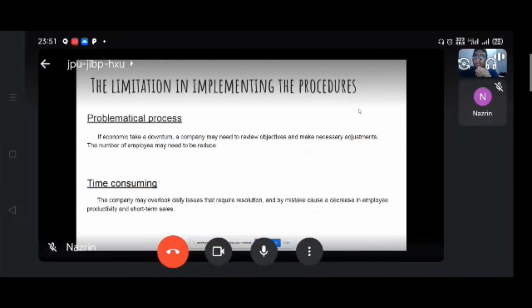The limitations in implementing the procedures. First is the problematical process. If the economy takes a downturn, a company may need to review its objectives and make necessary adjustments, and this might cause the number of employees to be reduced. The second is time consuming. The company may overlook daily issues that require resolution and by mistake cause a decrease in employee productivity and short-term sales.